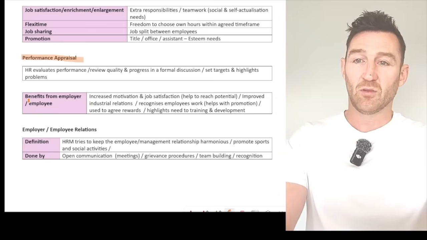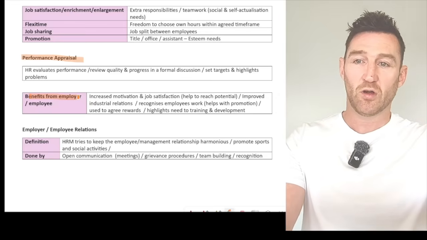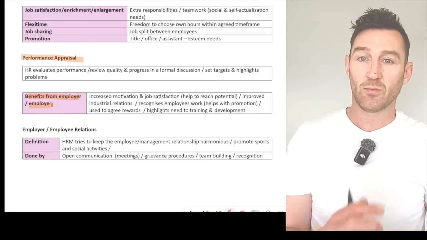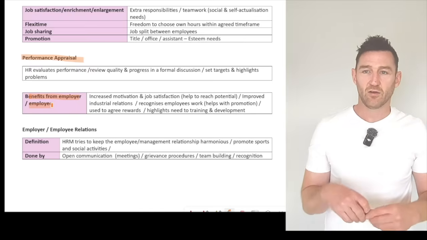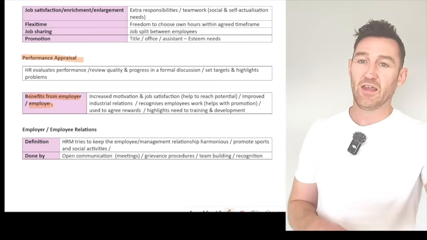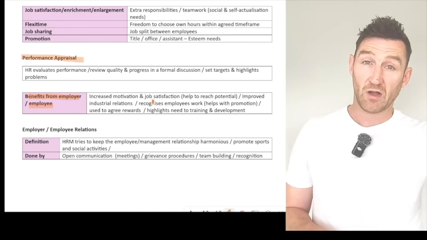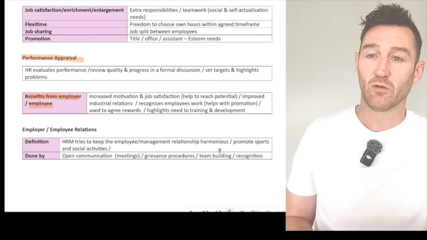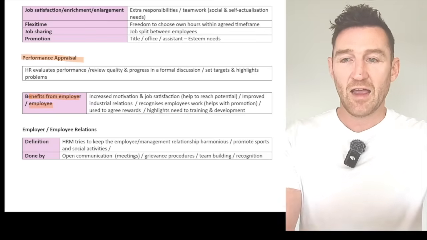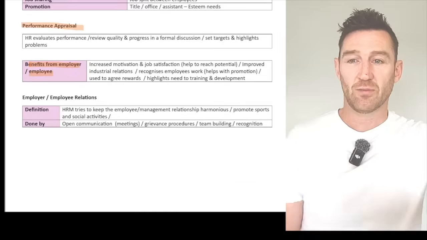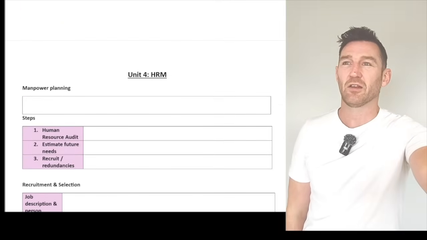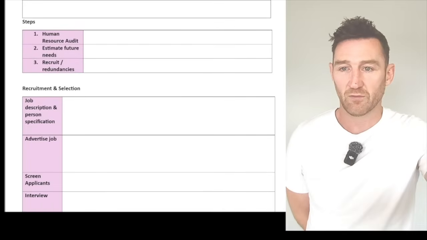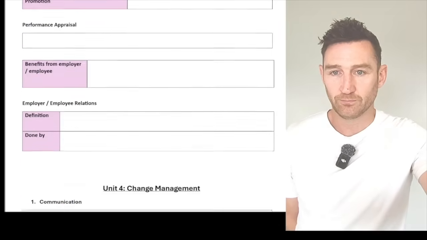And you see here, the benefits can be asked from an employer's perspective or an employee's perspective. So it can be from an employer or employee, but these points are the ones that overlap for both. So that's why I have them in there. You can use those for either perspective. And that last one, employer-employee relations, is the one that crops up the least. And in the past, I think there's only one time you have been able to avoid it.